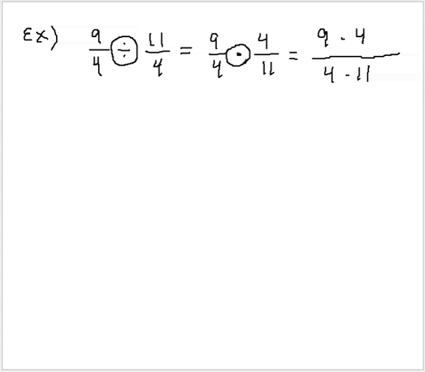So before you multiply, once we get it to this point, we have to look and see if we can reduce anything. So I have 4 here. I can divide 4 into 4, I get 1. And if I divide 4 into 4 here, I get 1. So clearly you would see that you would get 9 over 11.